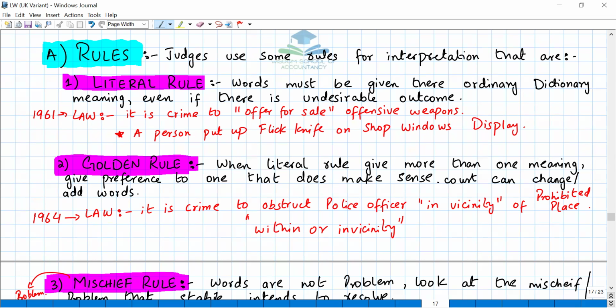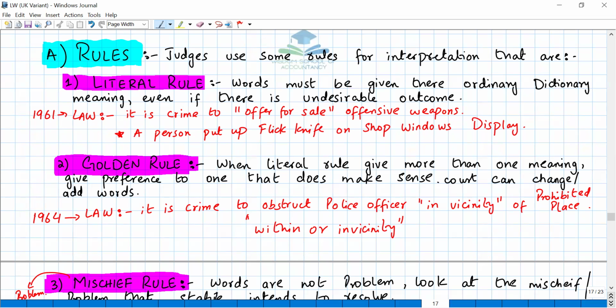He said that the customer who wants that will come to me inside the shop and will say that I want this weapon, right? He is the one who is making the offer. The shopkeeper said that I just put up the flick knife, I haven't mentioned that it was for sale. It was the customer who would come inside and then make an offer to me. So I was not offering for sale this offensive weapon. Have you got my point or not?